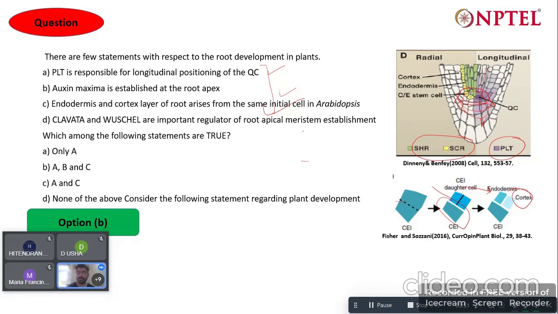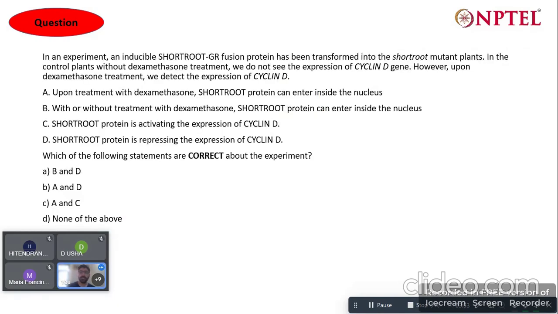Okay. So let's move on to the next question. In an experiment, an inducible short root GR fusion protein. GR basically stands for the inducible system using dexamethasone, and it has been transformed into the short root mutant plants. In the control plants without dexamethasone treatment, we do not see an expression of cyclin D gene. However, upon dexamethasone treatment, we detect the expression of cyclin D.